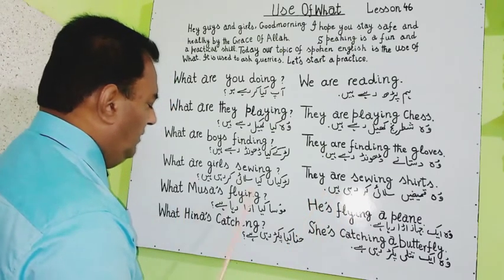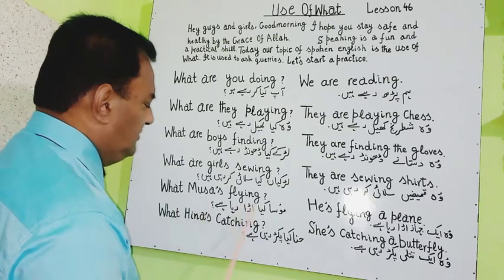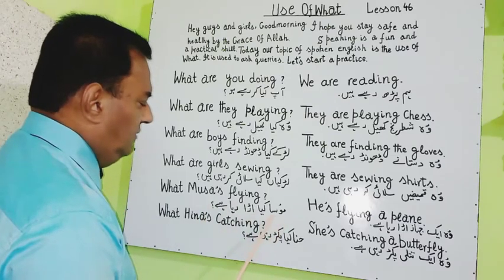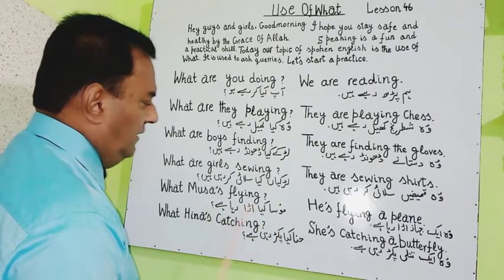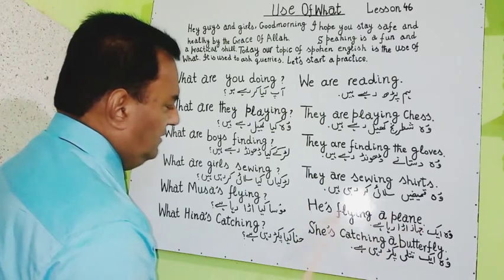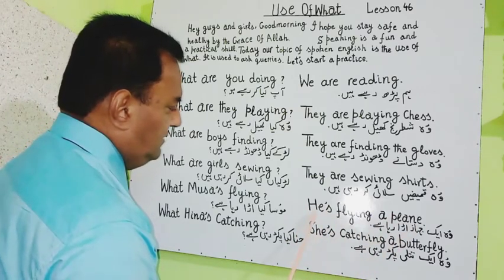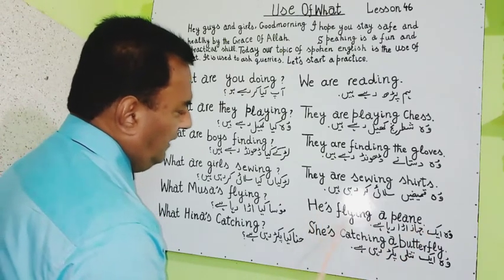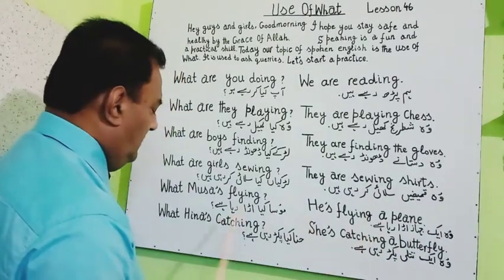Next is, watch Musa's flying. Watch Musa's flying. Musa kya uda raha hai? He is flying a plane. He is flying a plane. Wo ek jahaz uda raha hai.